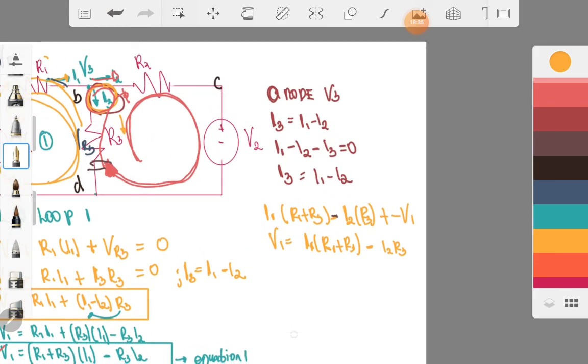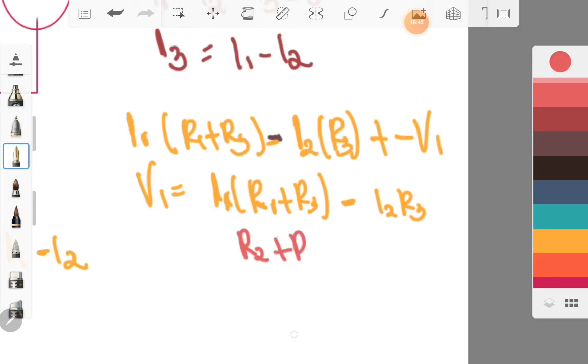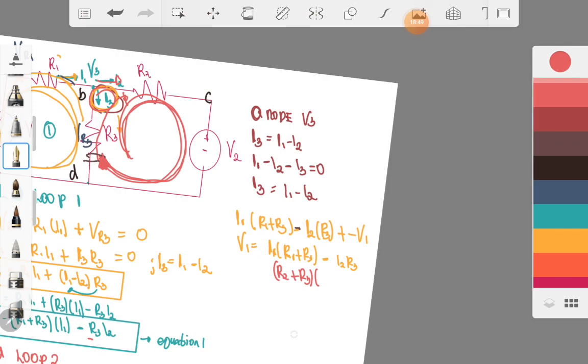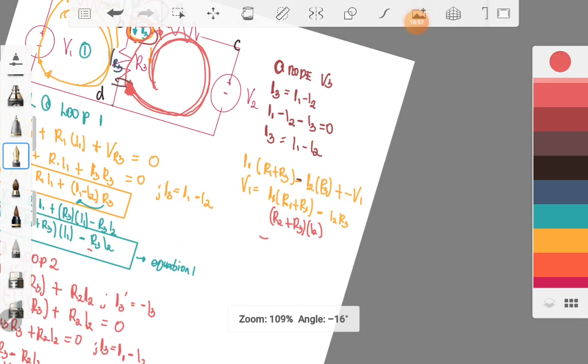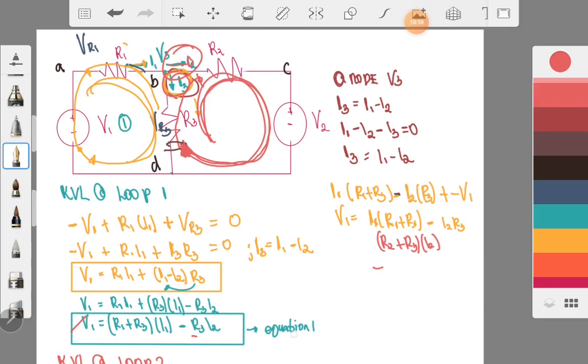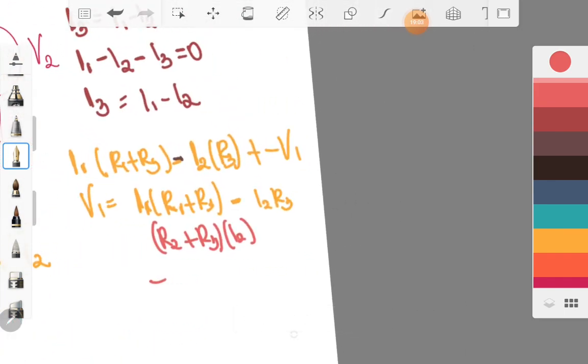Ano yung mga resistor na nakakonect dito? So, pag nag-loop ako dito, we have R2 plus R3, tama? Yun yung resistor na nakakonect dyan. So, R2 plus R3 multiplied by anong mesh yan? We have our mesh 2, right? Mesh 2 multiplied by I2. Anong value ng nasa kabilang mesh? We have our resistor R3. So, magiging negative yan.